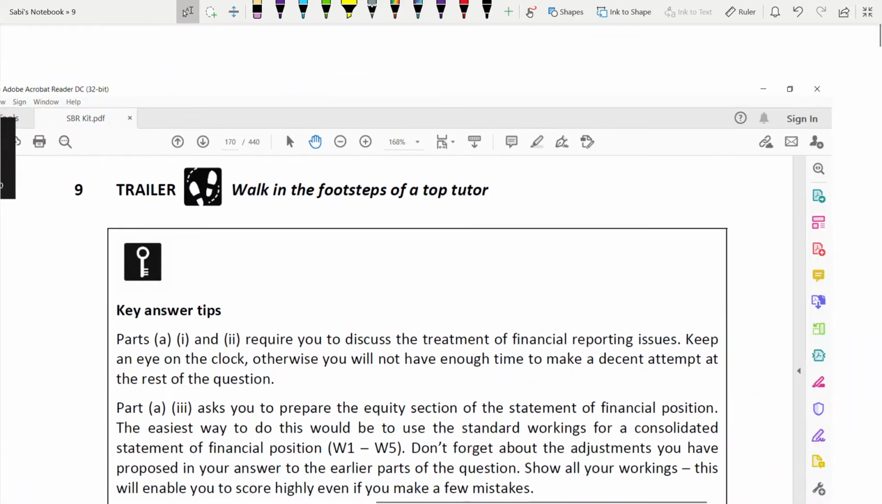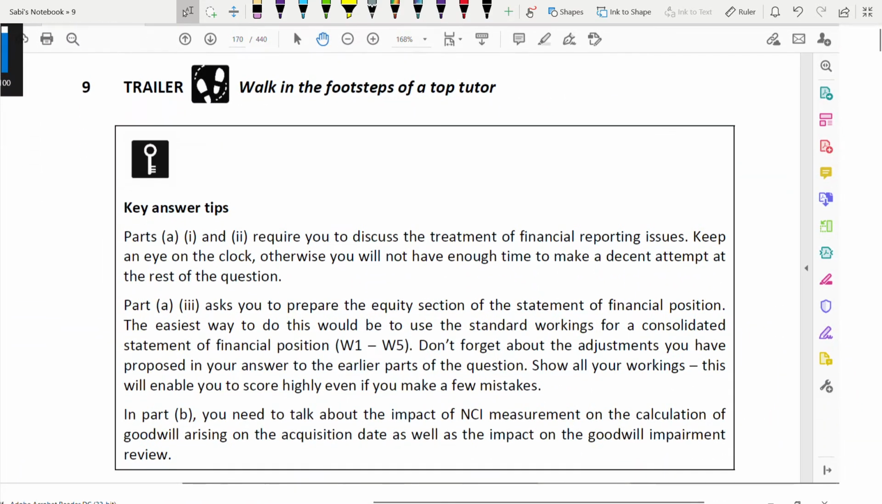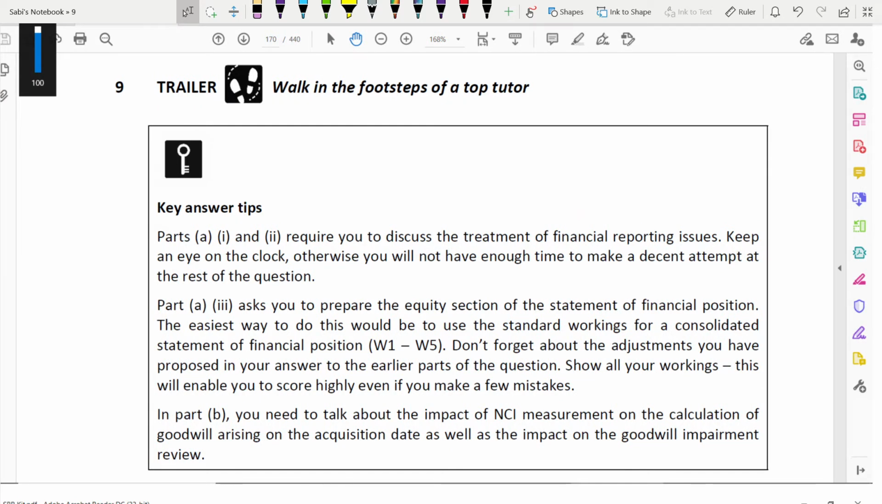Okay, so before I solve the answer, let us read what the key answer tips are. So the first part to the second part require you to discuss the treatment of financial reporting issues. This is like a key; this will always be asked from you. Treatment of financial reporting issues. One is restructuring, the other one is loan to charity. These two are financial reporting issues. How do you report it? Keep an eye on the clock, otherwise you will not have enough time to make a decent attempt at the rest of the question.